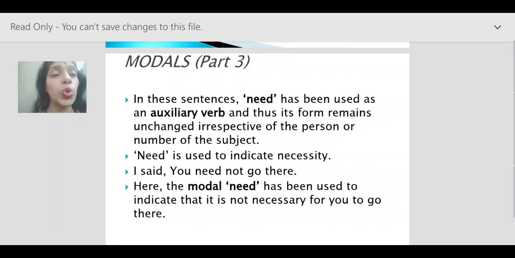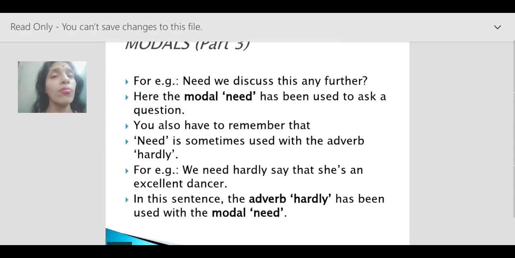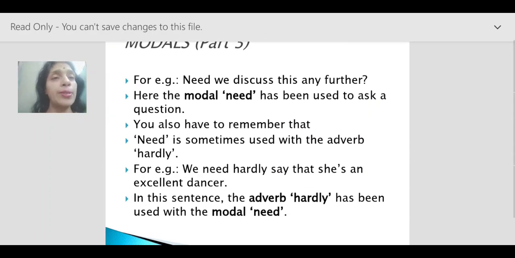Need is used to indicate necessity. I said, "You need not go there." Here, the modal need has been used to indicate that it's not necessary for you to go there. For example, need we discuss this any further? Here, the modal need has been used to ask a question.